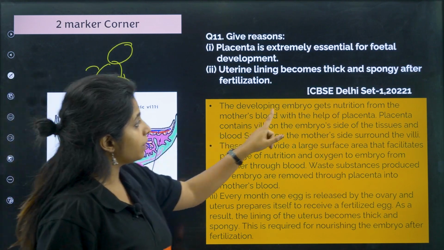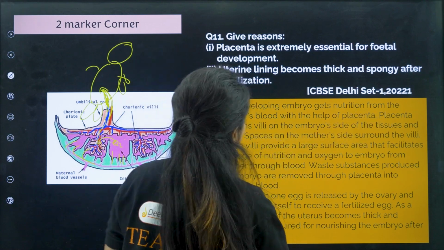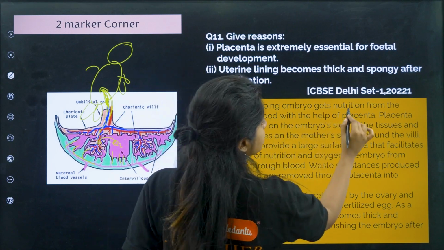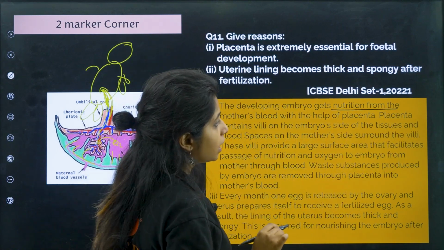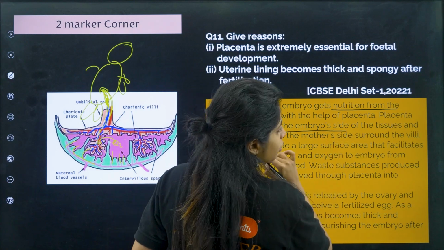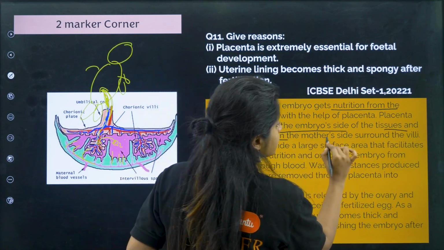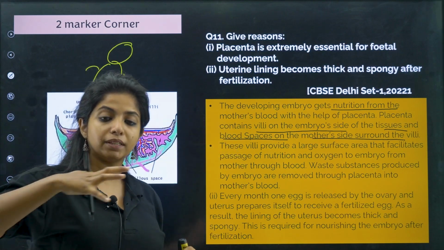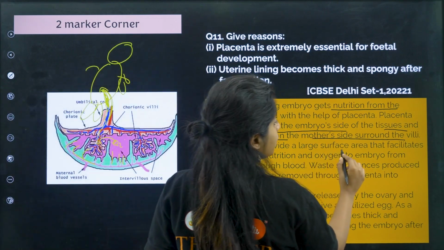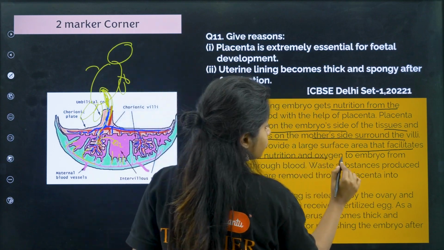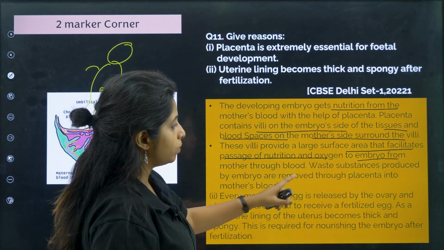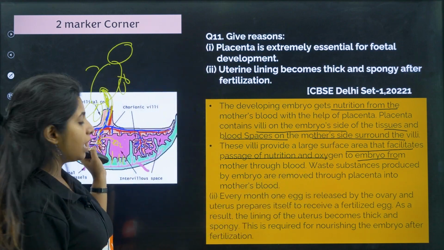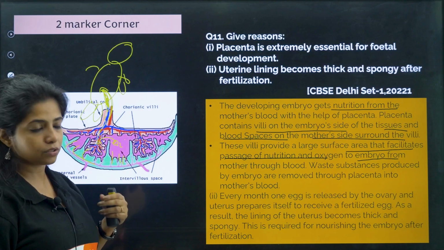So the developing embryo gets nutrition from the mother's blood with the help of the placenta. You were asked why it is extremely essential. The placenta contains villi on the embryo side of the tissue and blood spaces on the mother's side surrounding the villi. The embryo is providing villi and the mother's side is providing blood spaces. These villi provide a large surface area that facilitates passage of nutrients and oxygen to the embryo from the mother through the blood. Waste substances produced by the embryo are removed through the placenta into the mother's blood as well. Whatever waste ions are there, they will move out. The same thing also.